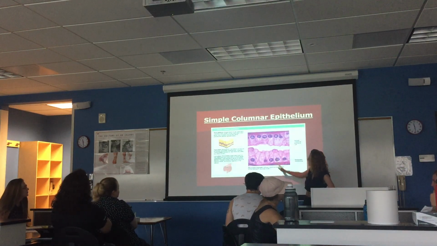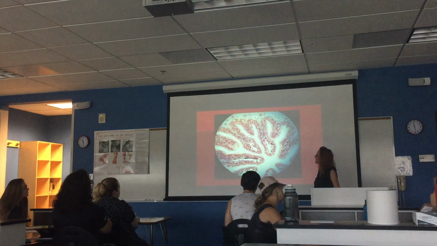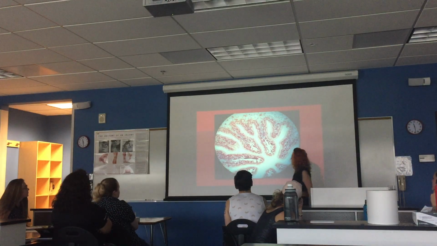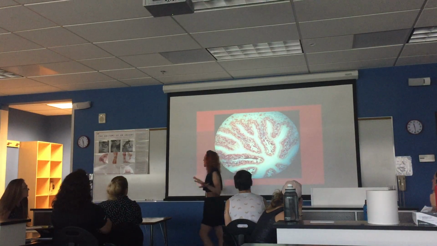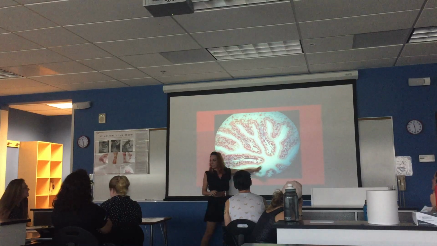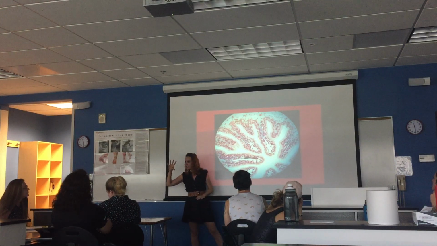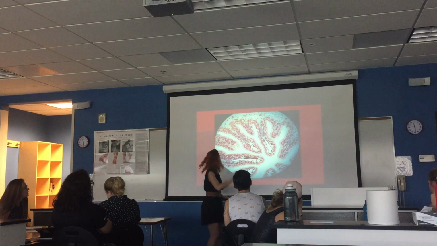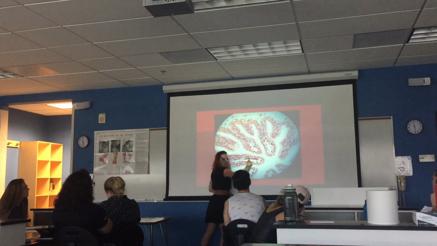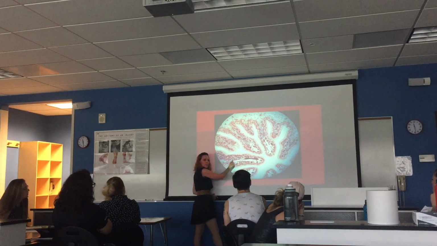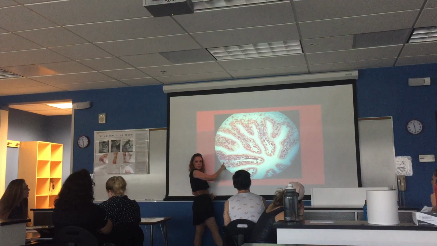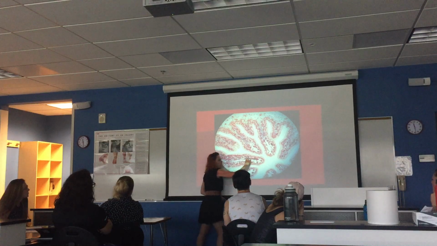Simple columnar lines the GI specifically. Okay, so this is a cross section of the GI. These are villi, or finger-like projections that you have inside the intestines. This is where the blood vessels live, where they're going to take everything that you ate and bring it to the liver and so forth, or the lacteals, the lymphatics, whatever. All the vessels are in here.